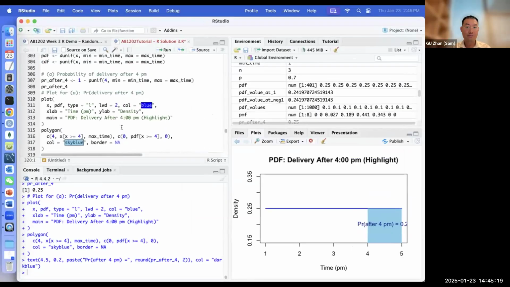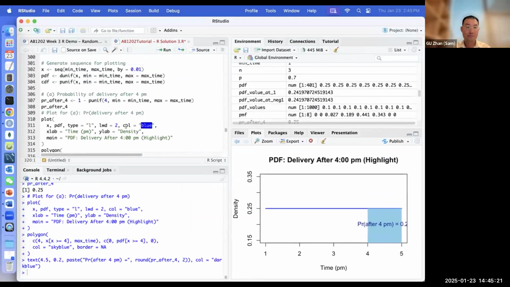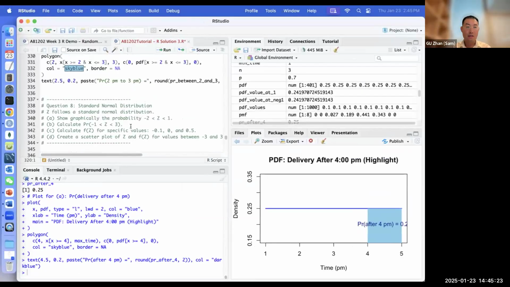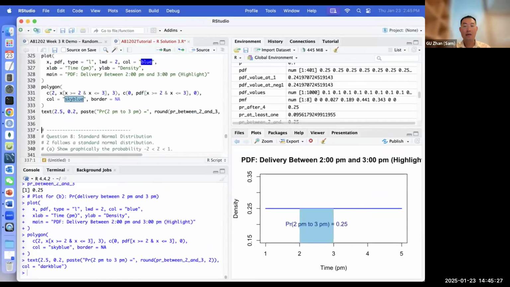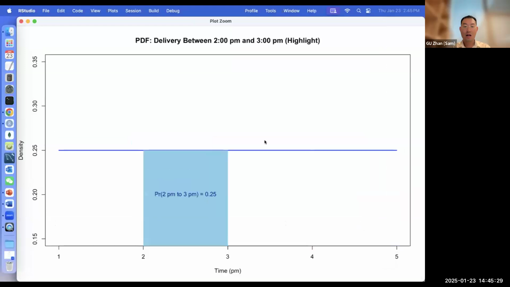Visually examine. And the second one is probably between 2 p.m. and 3 p.m. So just look at that, you will know. Between 2 p.m. and 3 p.m., that area on the curve is 0.25 as well.